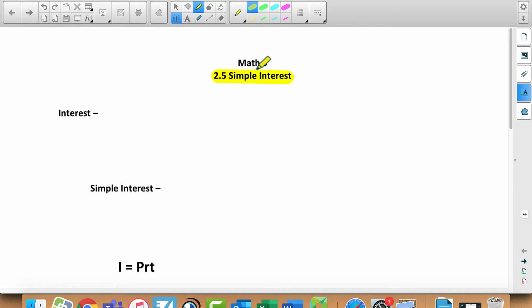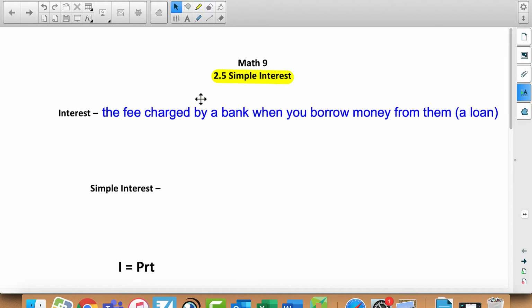In the meantime, let's start with what interest is. Interest is the fee charged by a bank when you borrow money from them, right? When you take out a loan. You go into the bank and you say, I need $10,000 because I want to buy a motorcycle. So they say, sure, we'll give you the $10,000. But here's the thing. When you pay us back the $10,000, you're also going to pay us back some extra. And that extra bit, that's called the interest. So it's bad, right? But wait a minute.